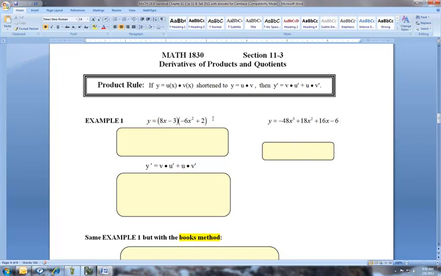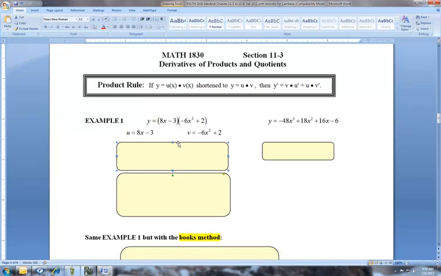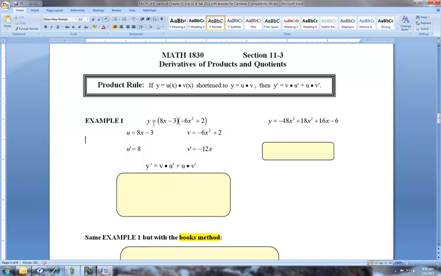So in this particular problem, notice that I've got 8x minus 3, which is my first factor. My second factor here is negative 6x squared plus 2. It's called the product rule because I've got a product here. So first thing I want you to do is indicate who is u and who is v. U is always the first, v is always the second. And now when you separate it, you're back to something you've done before. U prime is going to be 8, v prime is going to be a negative 12x.